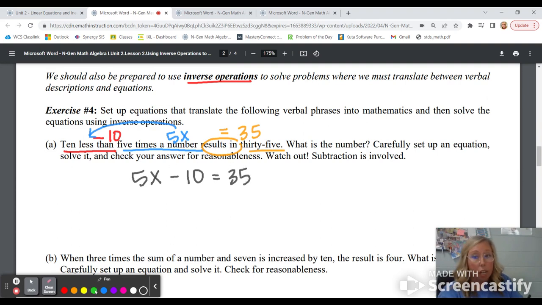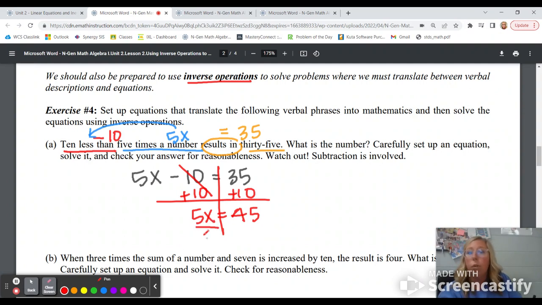Now solve this. We're going to undo the operations, always getting rid of addition or subtraction before multiplication because we're doing operations in reverse order. To undo minus 10, we add 10 to both sides. That gives us 5x equals 35 plus 10, which is 45. Then to undo 5x, which means multiplication, we divide by 5. So x is equal to 45 divided by 5, which is 9.